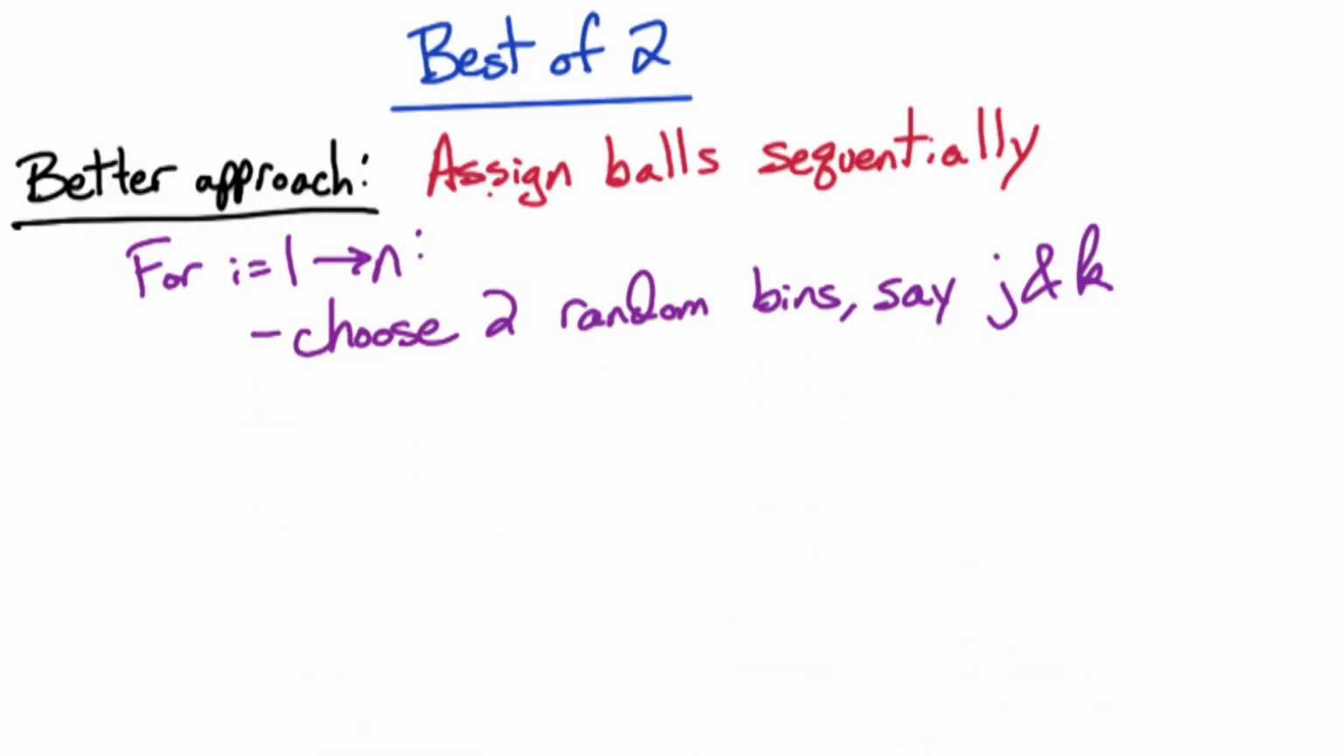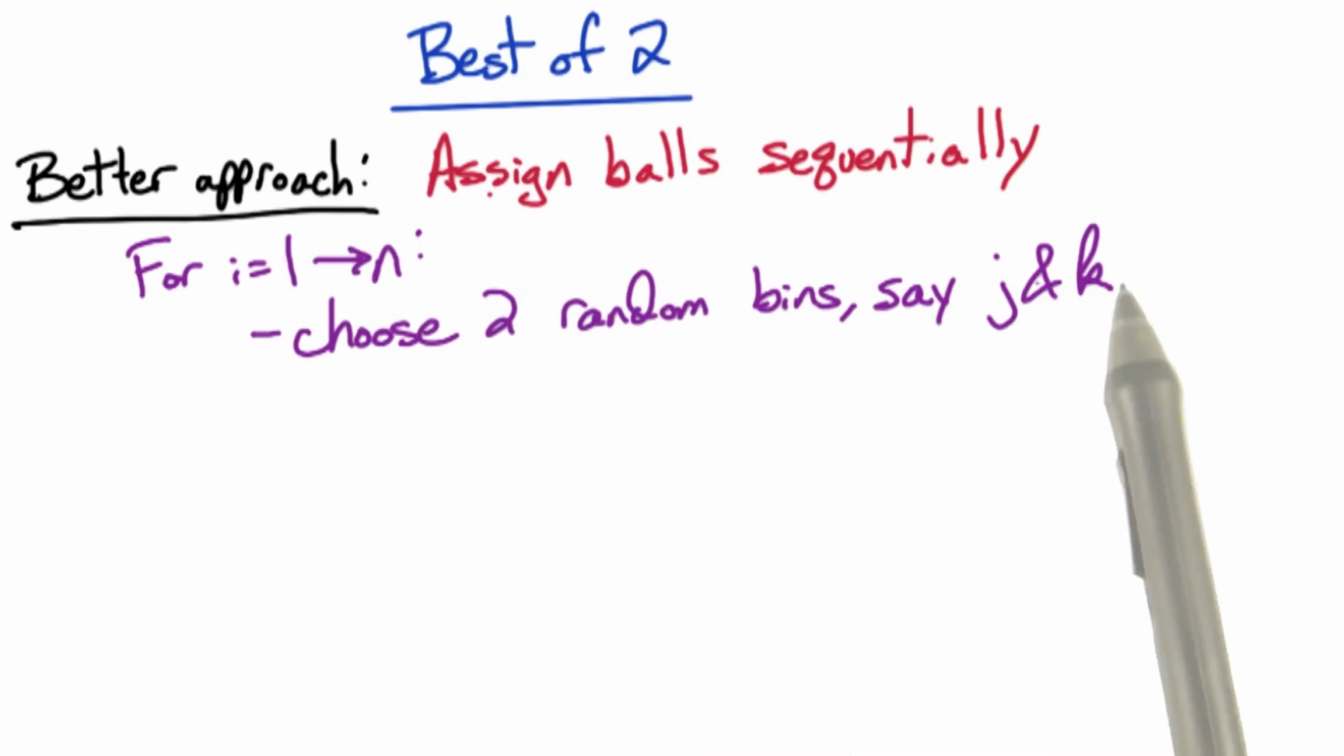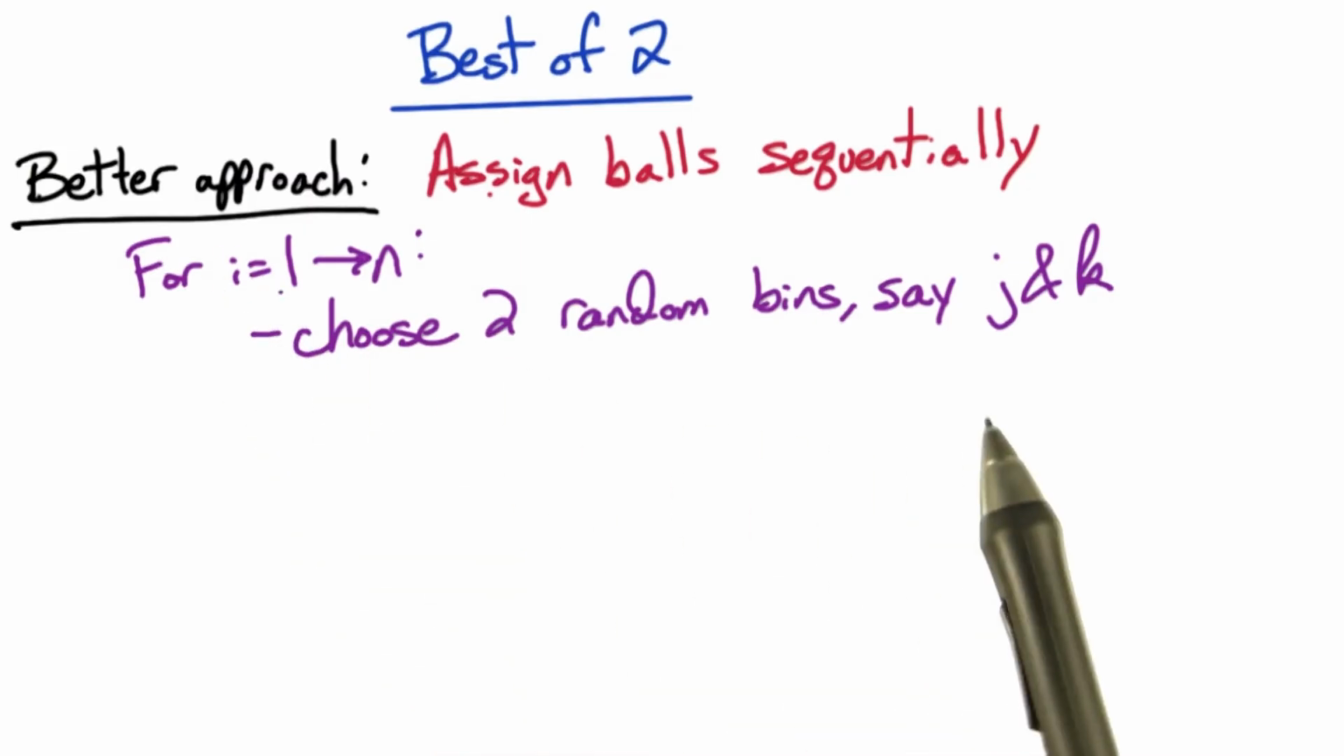Now in the new scheme, we're going to choose two random bins, say j and k. Now, which bin are we going to assign the ith ball to? Well, we're going to assign it to the better of these two bins. What exactly do we mean? We mean the one which has smaller load.